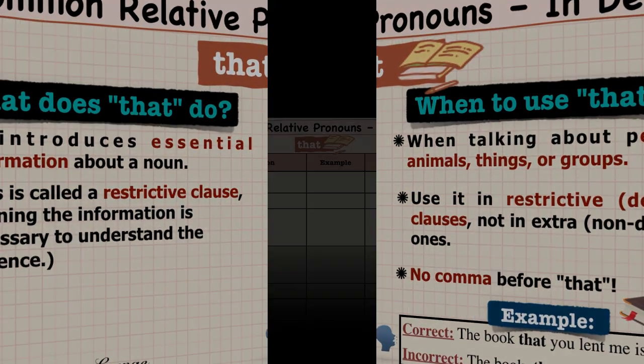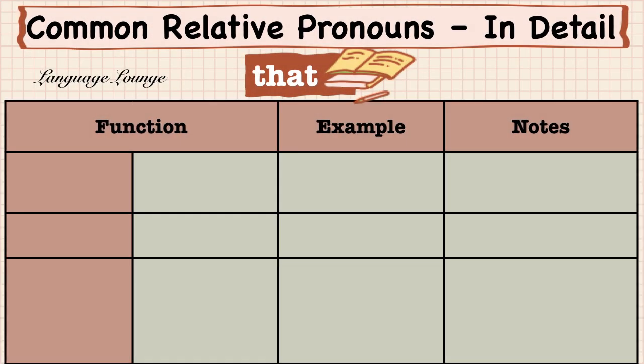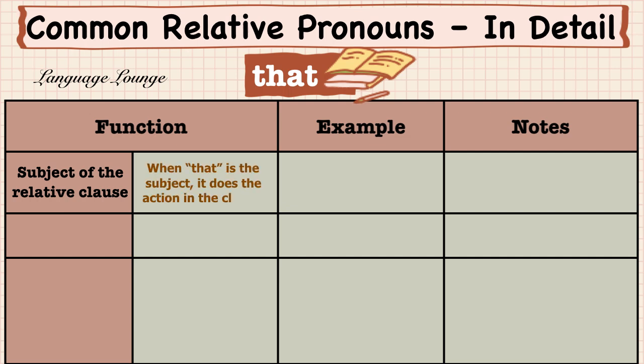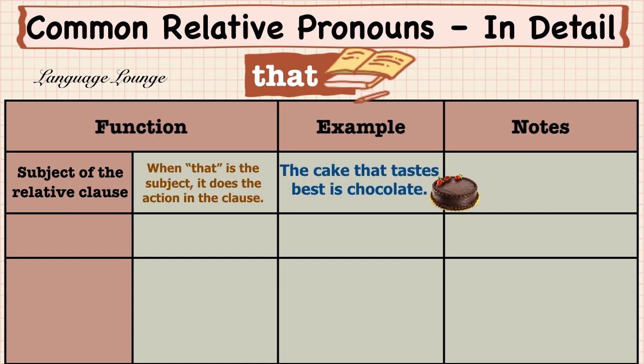The word that is a relative pronoun used to connect a noun to more information in a sentence. It can play different roles in the relative clause. That as the subject. When that is the subject, it does the action in the clause. Example: the cake that tastes best is chocolate. Here, that refers to cake and is doing the action of tasting.